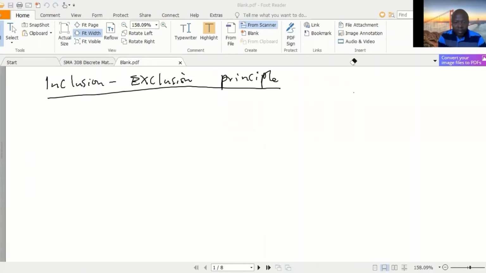Now we've already said that we have 3 sets. Our sets are: we have those who took car loans, we have those who took investment loans, and we have those who took school fees loans. So the question is, how many people took all these 3 loans?